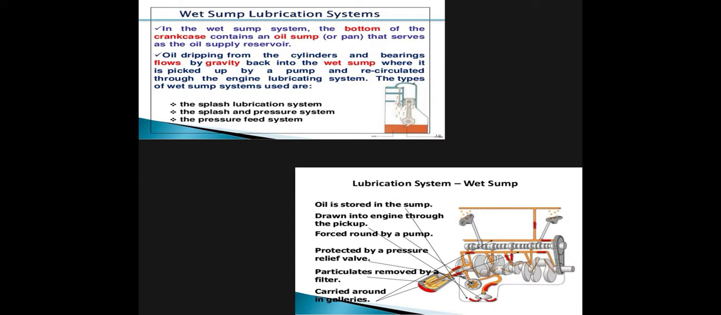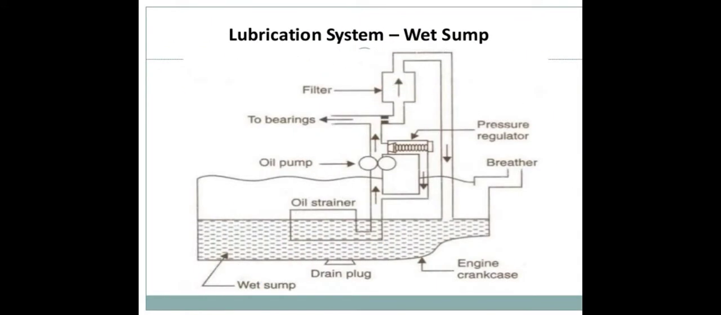The types of wet sump systems are the splash lubricating system, the splash and pressure system, and the pressure feed system. Here we can see the diagram of the wet sump lubrication system.